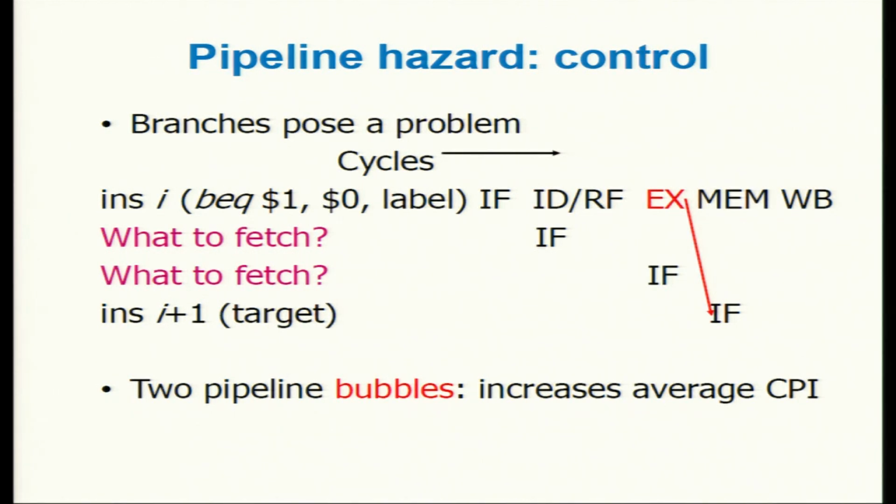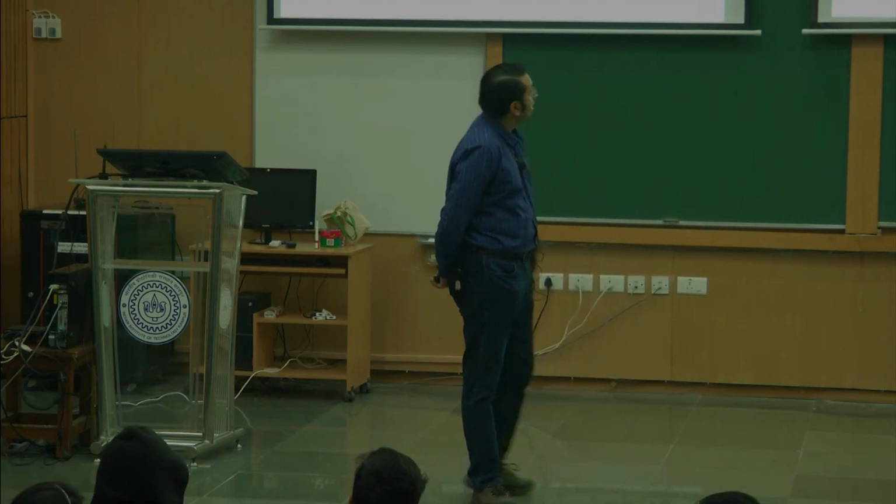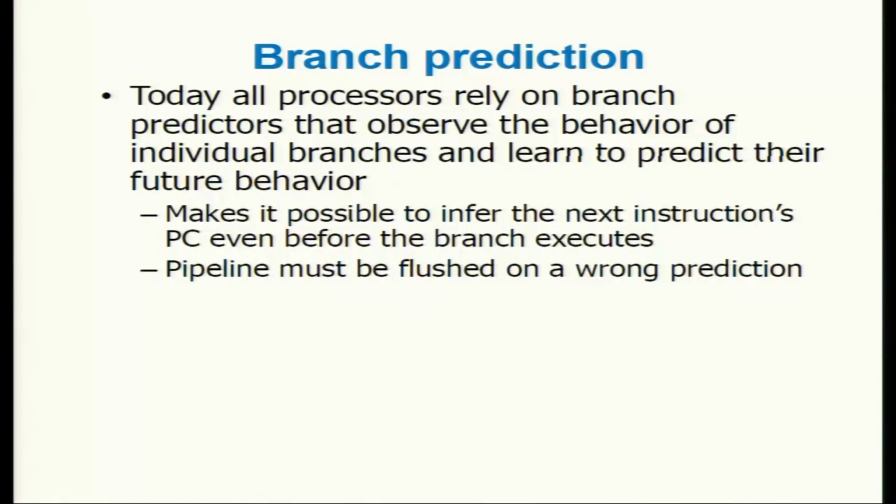And that increases the average cycle per instruction, because as you can see here, every branch instruction now introduces 2 bubbles into the pipe. So I'll not get into the solutions for this, but very quickly, today all processors rely on something called branch predictors. So what are they? Well, looking at the past behavior of a branch, it tries to predict where the branch target is going to be, even before the branch executes. Right? And the good news is that the branch predictor accuracy today is typically higher than 97, 98%. So it's extremely high, extremely predictable.